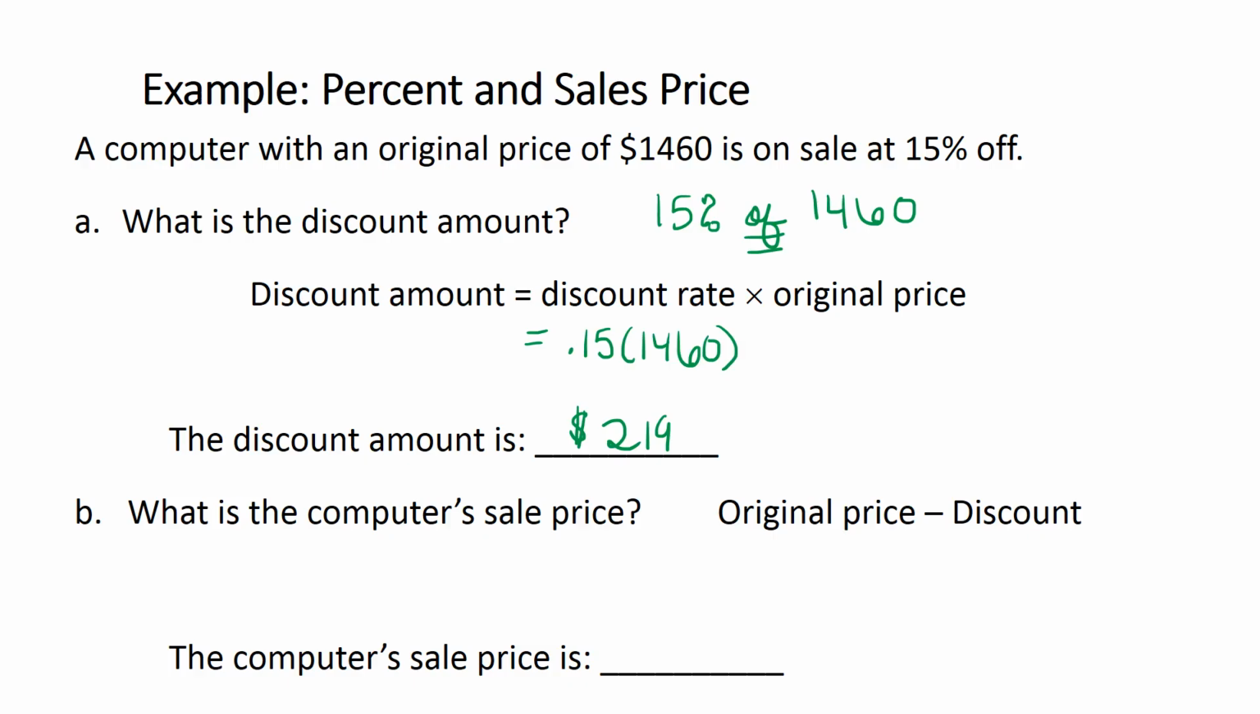So what is the computer's sale price? So we take our original price minus the discount amount, and that should give you $1,241. Just make sure your answer seems to make sense.